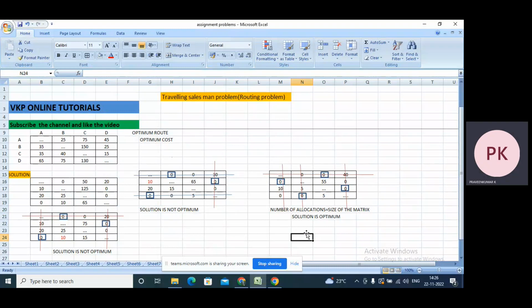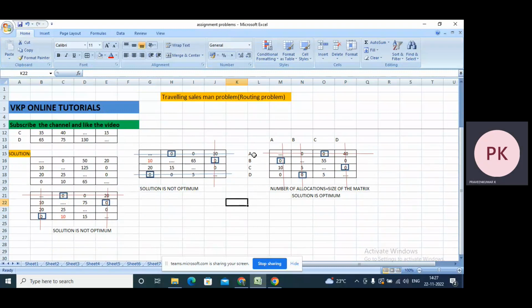Now, we need to cross check whether this will be applicable or suitable for the traveling salesman problem, whether it matches the conditions of the traveling salesman problem. Say this is the starting route, and these will be the routes. This is A, B, and C. This is D.